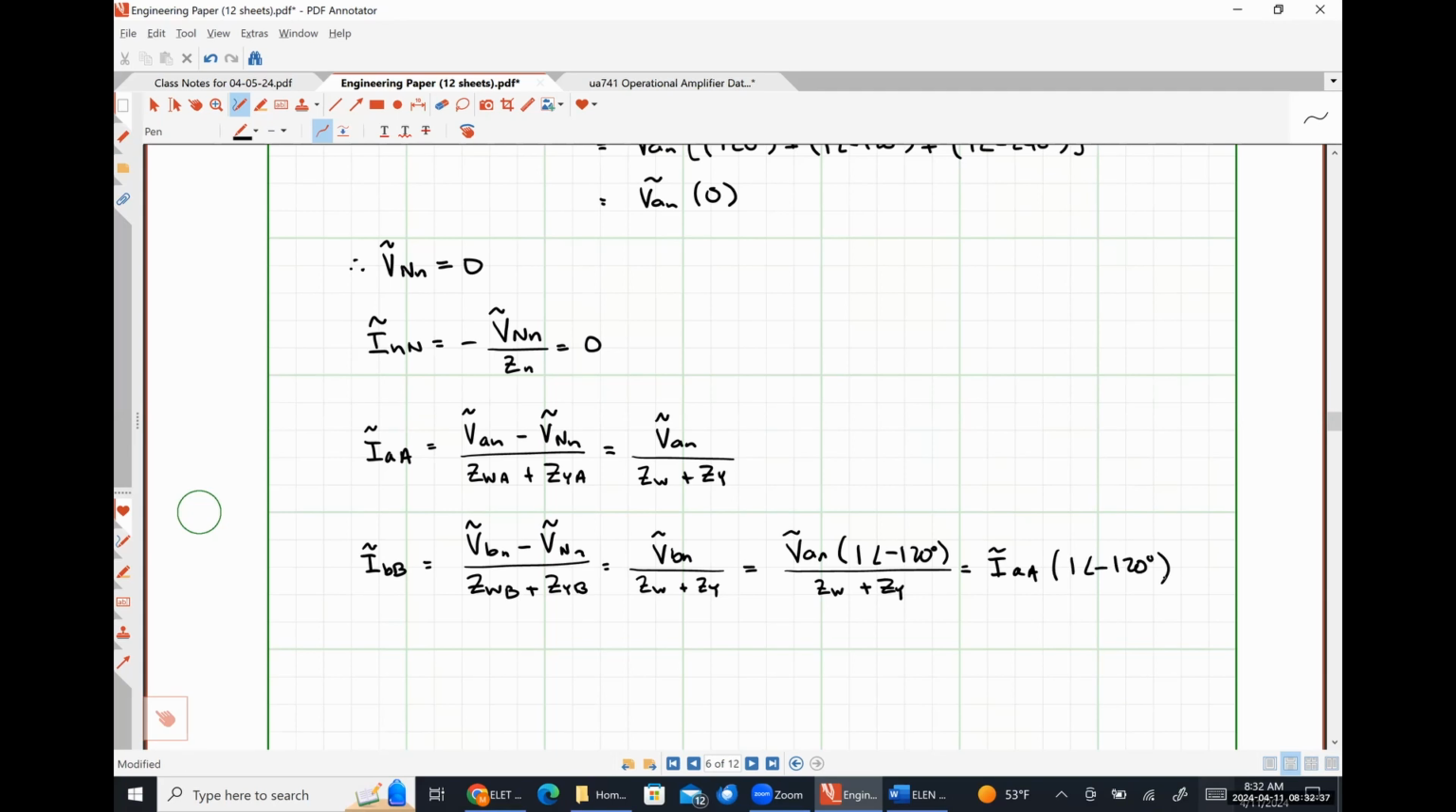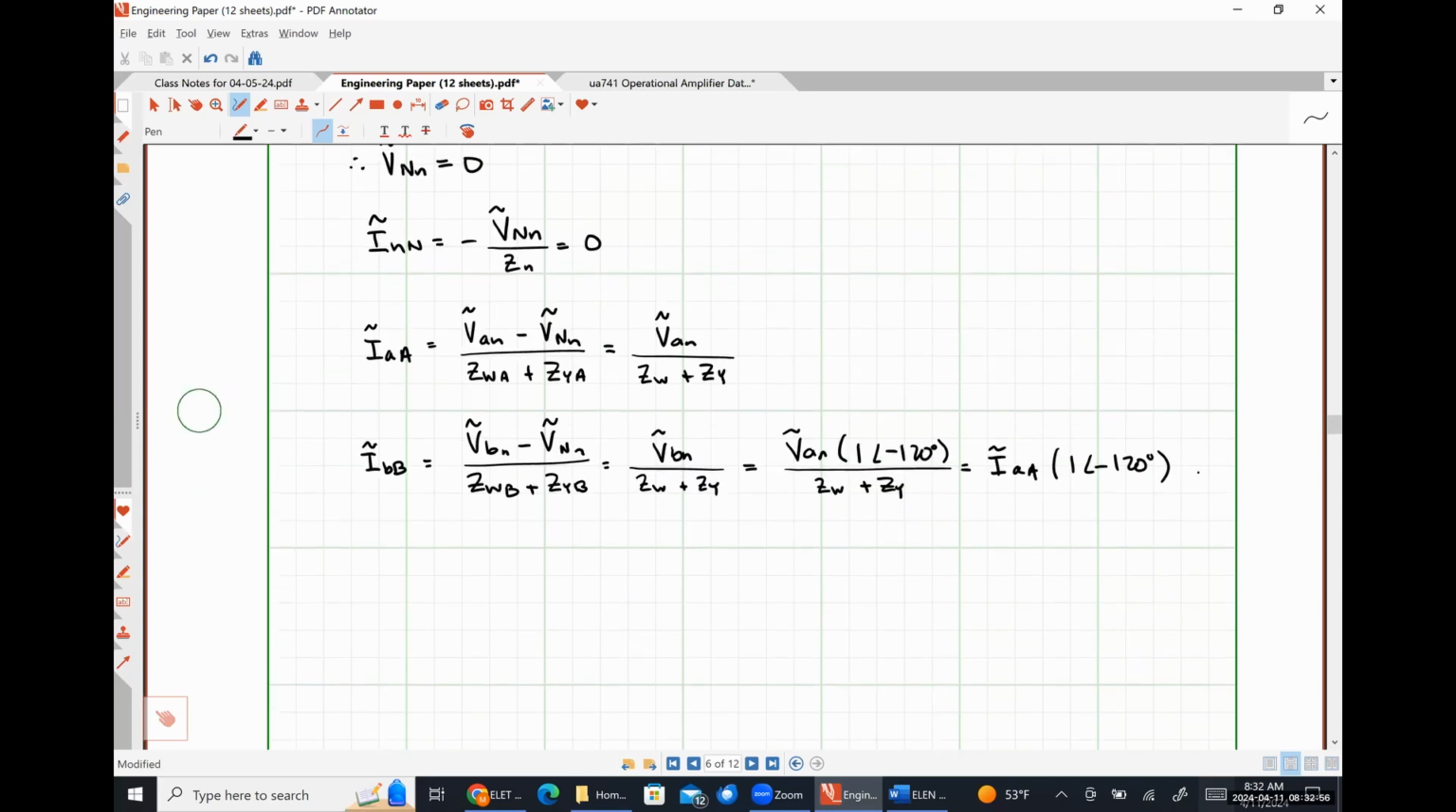Meaning that if we were able to calculate the current flowing through the A phase of our system, we don't actually have to do any work to get the current flowing through the B phase of our system. We could simply shift it by 120 degrees, and it's the exact same thing as if we had done all of the analysis. Shouldn't be any stretch of the imagination to figure out what's going to go on with our C phase.